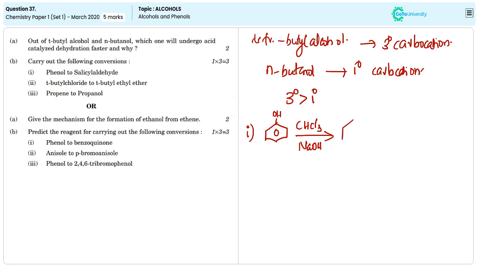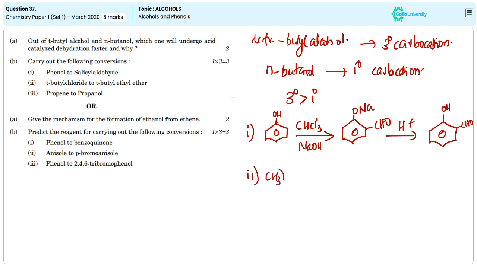The product will be the corresponding sodium salt, that is ONa will be here and the aldehyde group will be here. Then in acidic medium, means in H plus medium, this compound will convert to corresponding salicylaldehyde. Salicylaldehyde means hydroxyl group should be there and CHO group should be there. This is the first conversion. Now, the second one is N-butyl chloride to tertiary butyl ethyl ether.